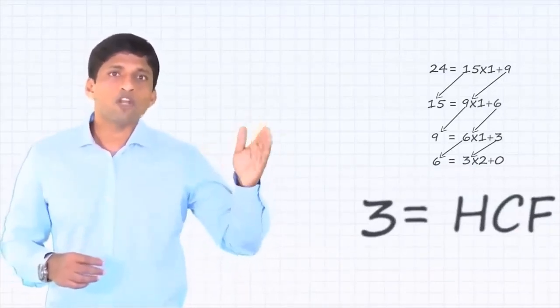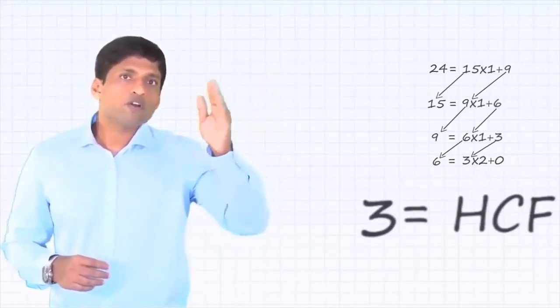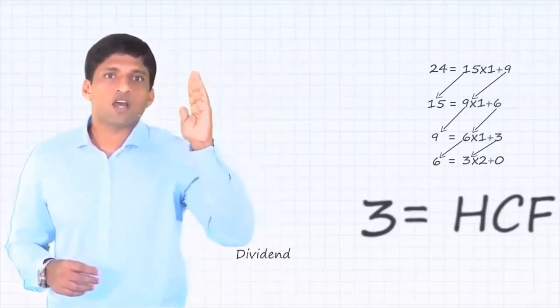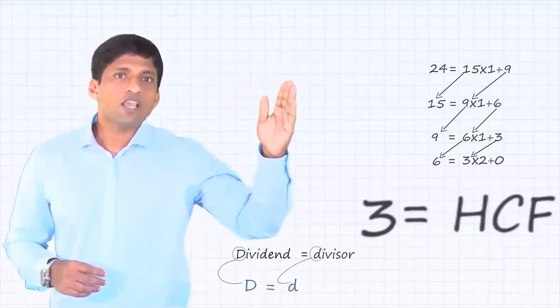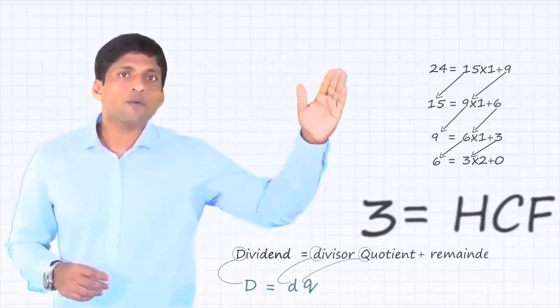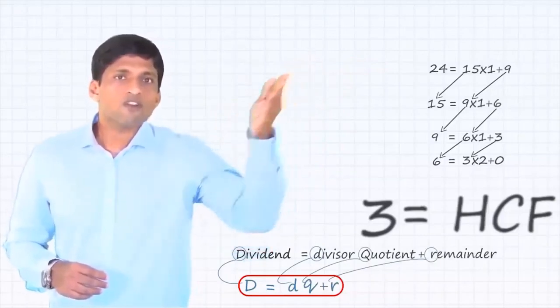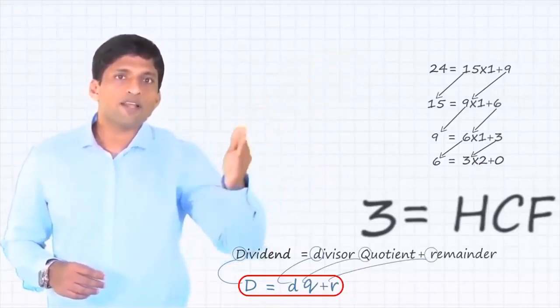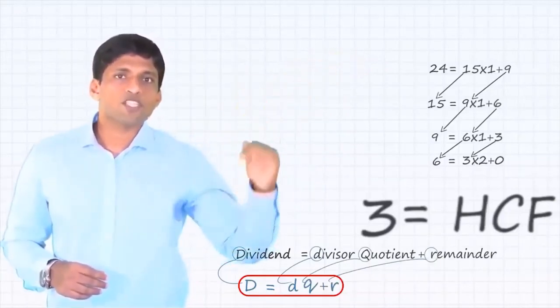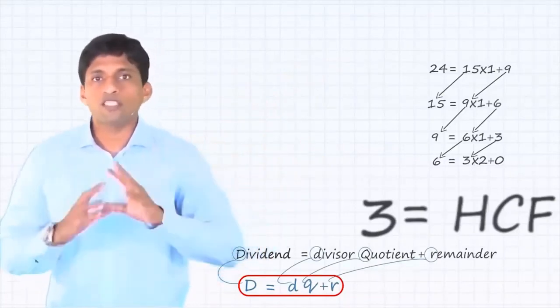Now, how will you generalize? If I write the dividend as capital D, divisor as d, quotient as Q, and remainder as R, then D equal to dQ plus R. So the divisor will become the dividend, and the remainder will become the next divisor. Continue doing this process till the remainder is 0. That's how you can generalize and represent it.